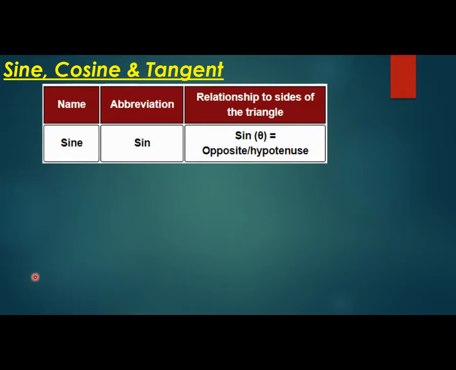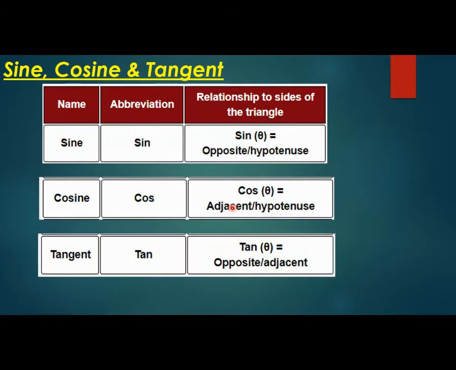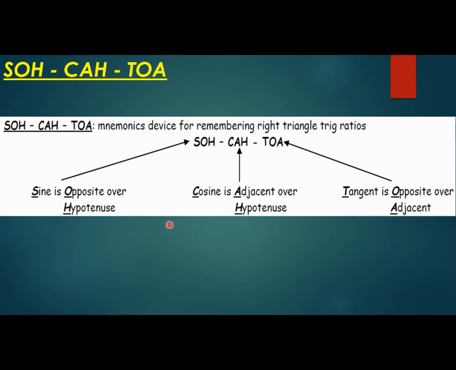Then sine, cosine and tangent. Sine ratio equals opposite over hypotenuse. Cosine ratio, or say cos ratio, is adjacent over hypotenuse. Tangent or tan ratio is opposite over adjacent. There is a way to memorize this, that is TOA. The first letter of each word is picked and we memorize this as TOA.